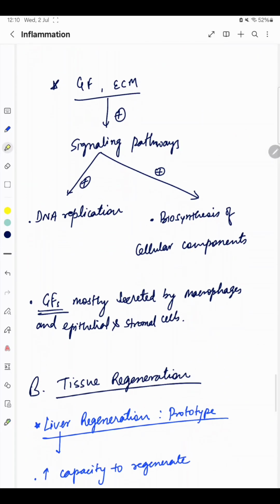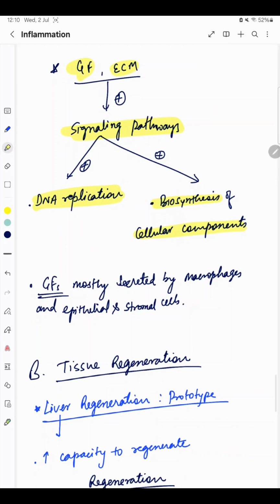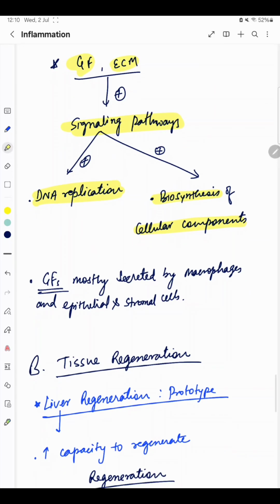Growth factor and extracellular matrix stimulate various signaling pathways which result in DNA replication and the biosynthesis of various cellular components, and this will result in cell proliferation. Growth factors are mostly secreted by macrophages, epithelial cells and stromal cells.